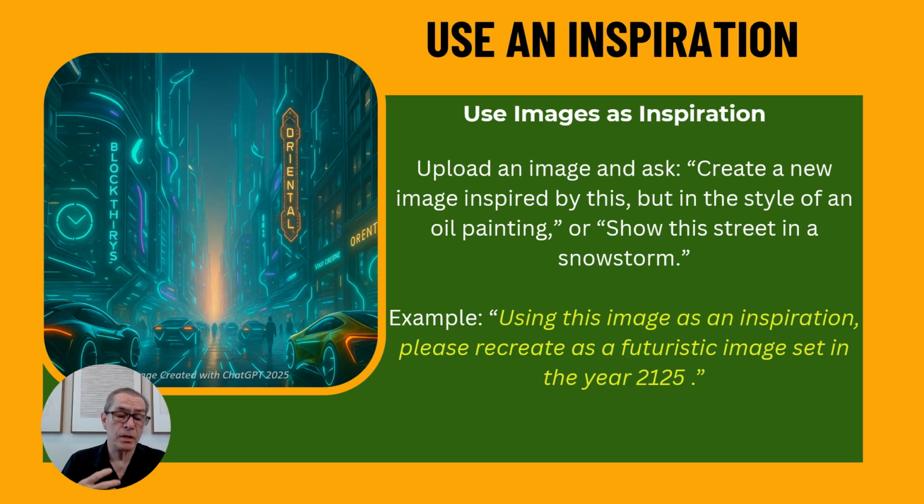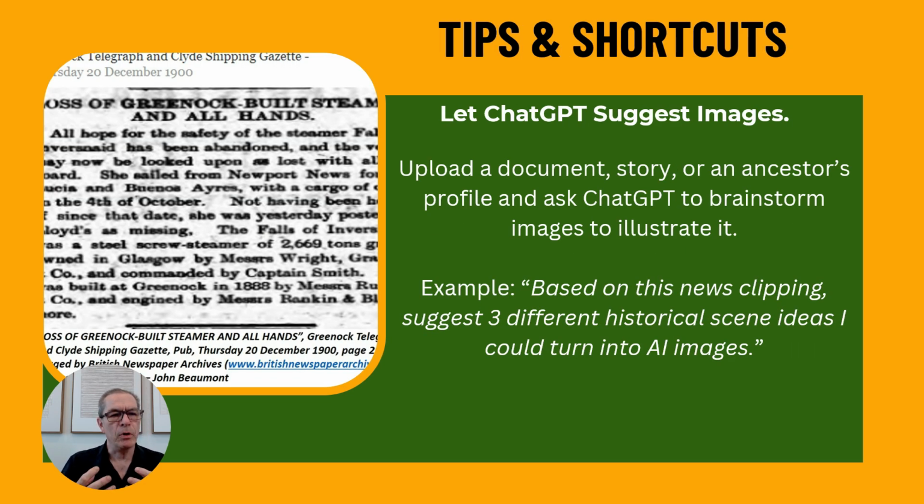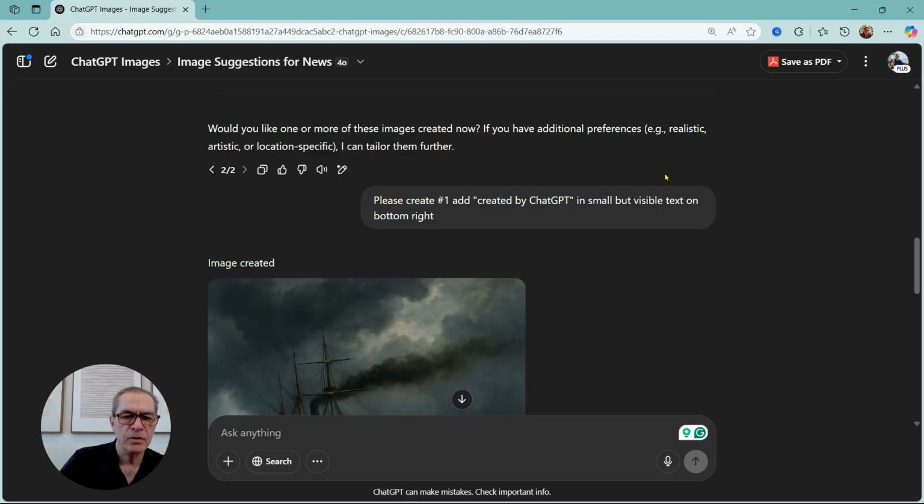Now another technique is, instead of uploading an image, I can upload a document or an article or something like that and ask ChatGPT to use that as a basis for creating an image. So in this case, I'm going to upload a small newspaper clipping, but it could easily be a profile, it could be an article, it could be a narrative. And I can upload this and say, based on this news clipping, suggest 3 different historical scene ideas I could turn into images. Now if you see, I've not asked it to create an image directly, I've asked it to suggest some images so I could start having a conversation with ChatGPT about it. So let me flick over really quickly to ChatGPT and see what that looks like.